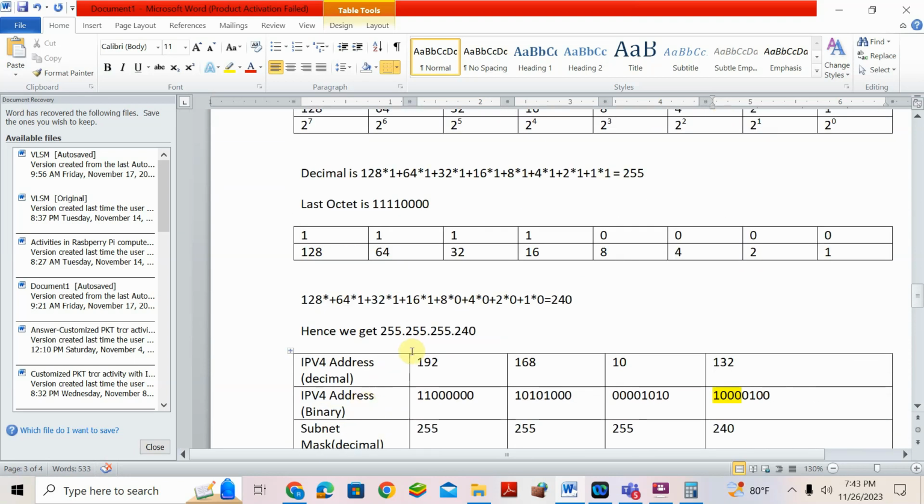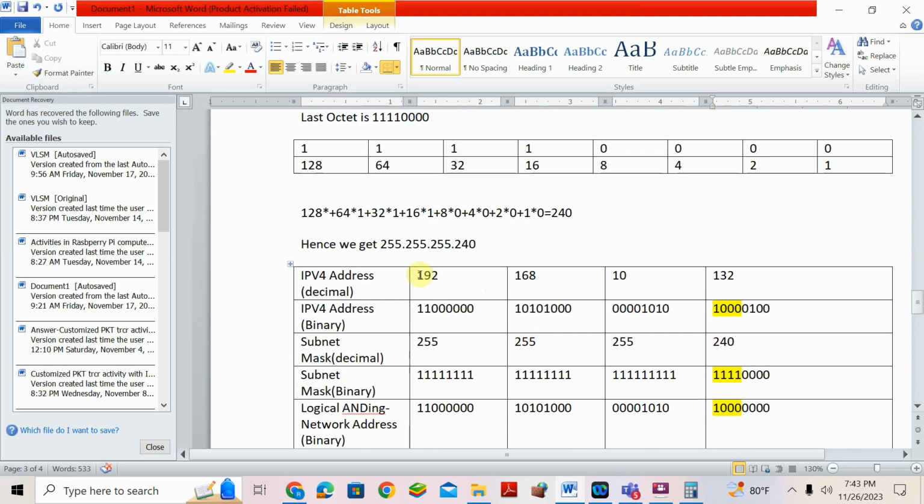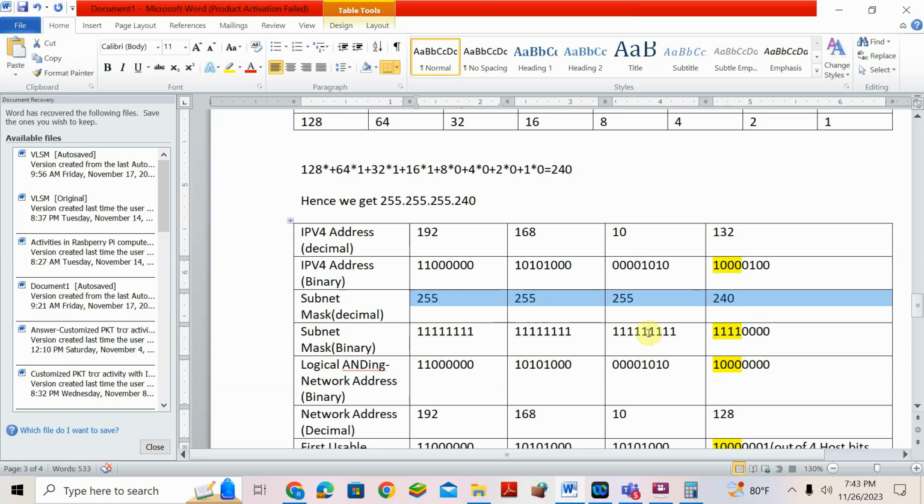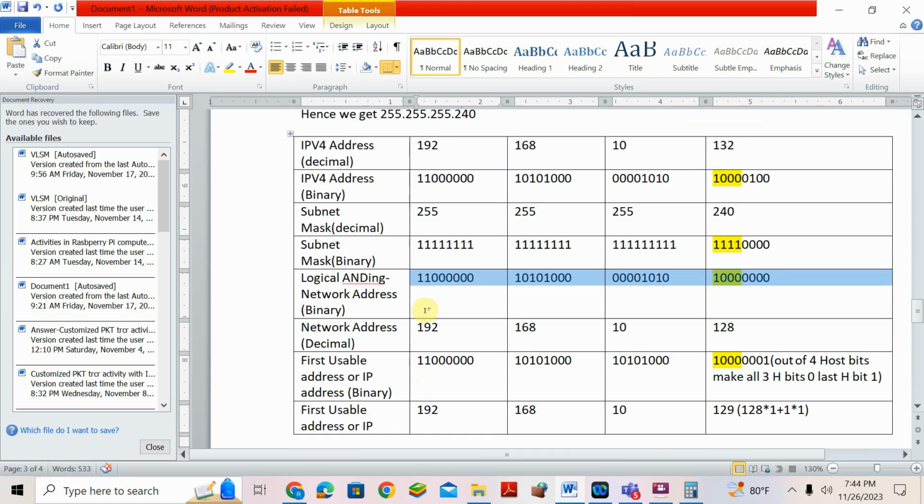So what you will do: when you get the IP address, write the IP address in decimal, convert this to binary, then write the subnet mask in decimal, then binary. Then to get the network address, you do logical AND of the subnet mask and IP address. When you do logical AND, you will get the network address. Logical AND means wherever one comes, it will be the number, wherever zero comes, it will be zero. Okay, and the decimal number also you found out, the network address.